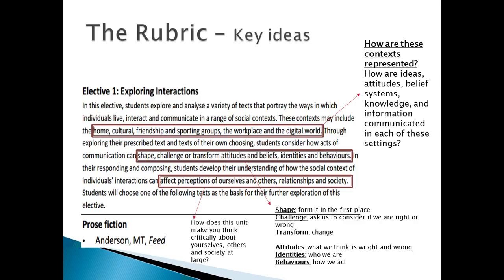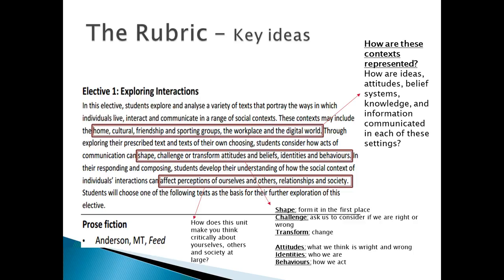And we want to think about our 5 pillars of communication. So how are the ideas, attitudes, belief systems, knowledge and information communicated in each of those settings? So how is communication of ideas different at home, to the workplace, to the digital world, for instance?